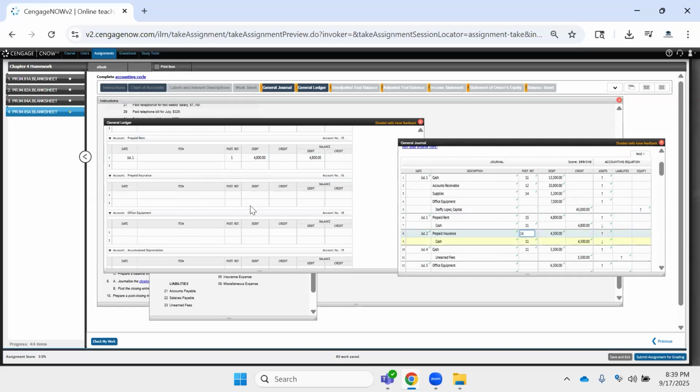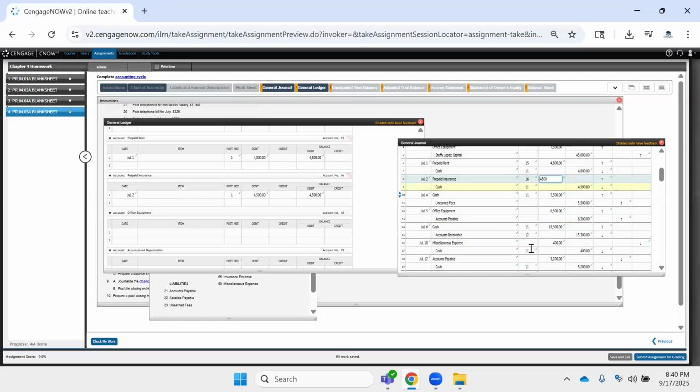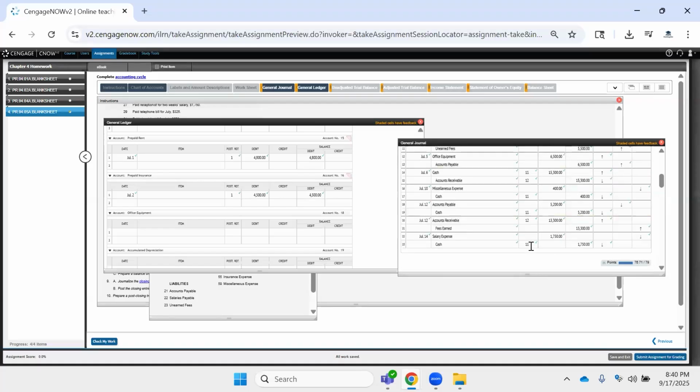Prepaid insurance is account number 16. And it's going to be a debit of 4,800. Oh, 4,500. I got the amount messed up there, but that's fine. That's why we check our work. And then no other entries for this either.